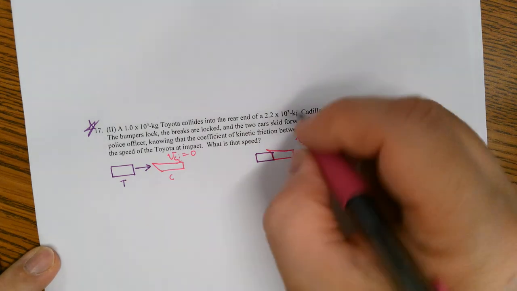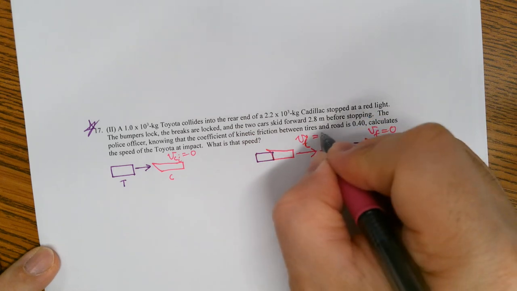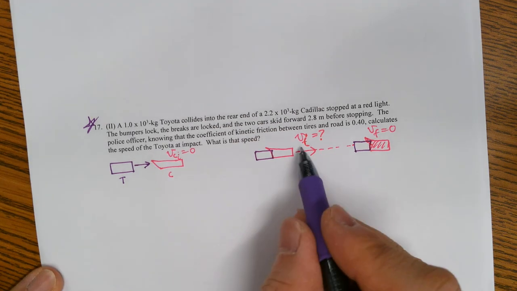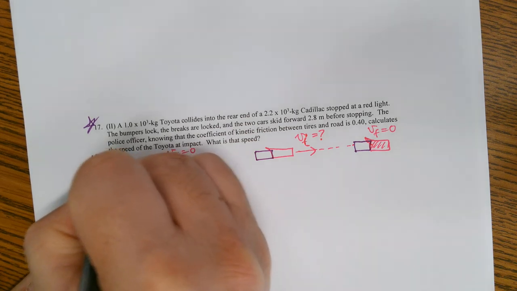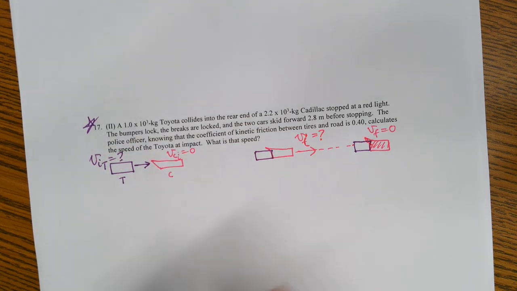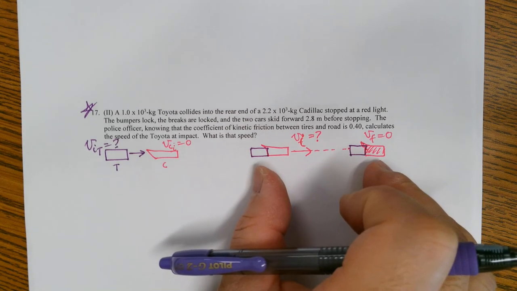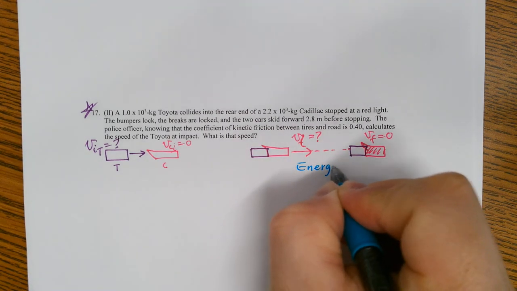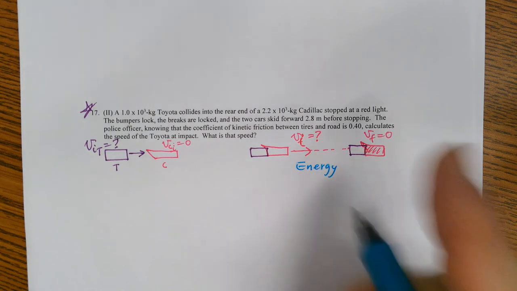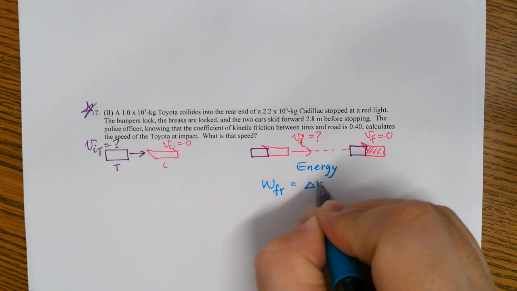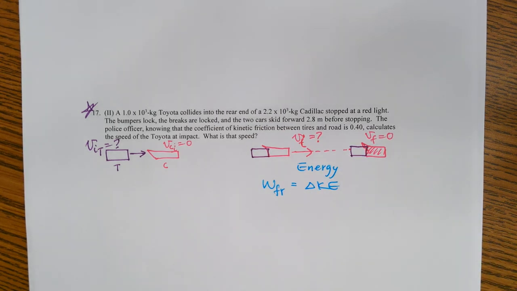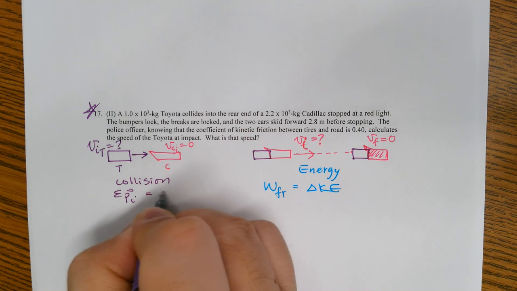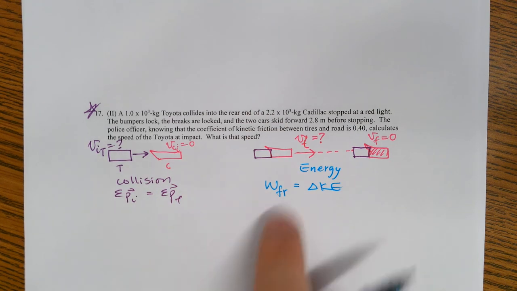So this is V initial of phase 2, actually. We don't know what this is, but we have to figure it out. We need to figure out what the initial velocity of the Toyota is, eventually. So here's the collision, and here is the energy. For the energy part, we have work done by friction, and we know work done by friction is equal to the change in kinetic energy. The collision part: the sum of all momentum initial must equal the sum of all momentum final. So we have to sort of work backwards.